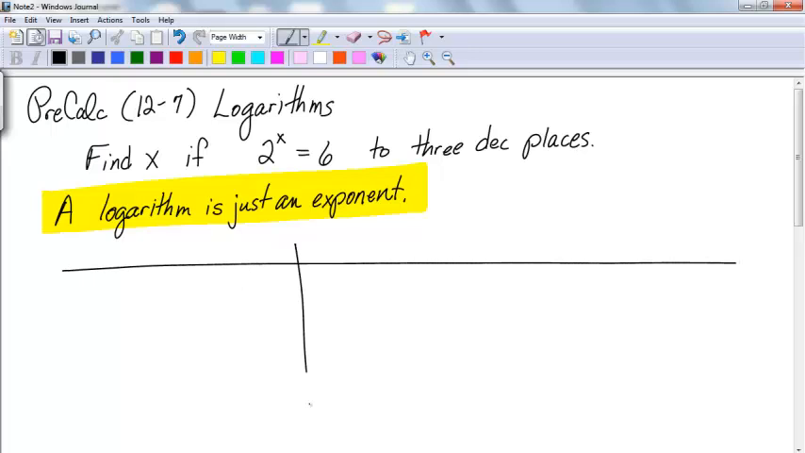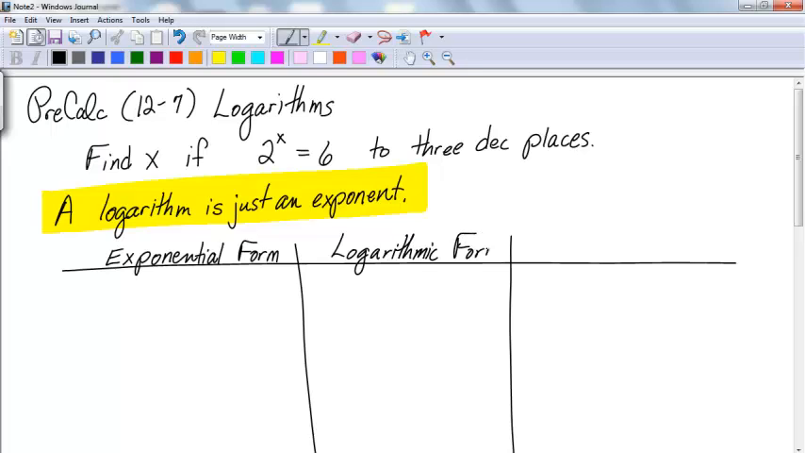In Algebra 2, you talked about exponential form, radical form, logarithmic form. You ought to be able to go back and forth. Make 3 columns. If I give you something in exponential form, you ought to be able to go to logarithmic form, and you ought to be able to go to radical form. Back and forth. It's like when you do arithmetic, you ought to be able to go from fractions to decimals to percents, back and forth.